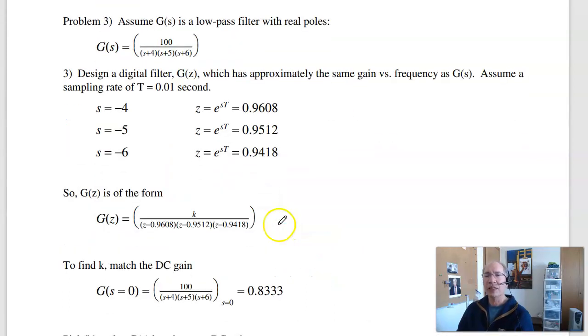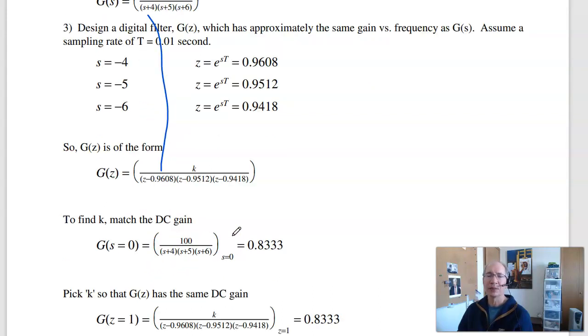Problem 3 is come up with a filter with the same gain versus frequency. Here the conversion from the S-plane to the Z-plane is z is e to the st. T is 0.01, here's s. Plug it in, I get 0.96, 0.95, 0.94. So these 3 poles in the S-plane correspond to these 3 poles in the Z-plane.